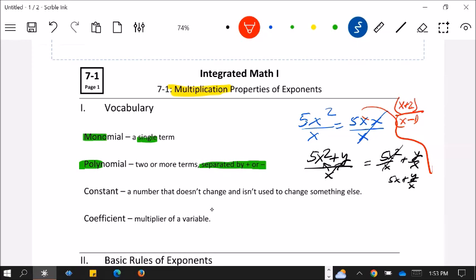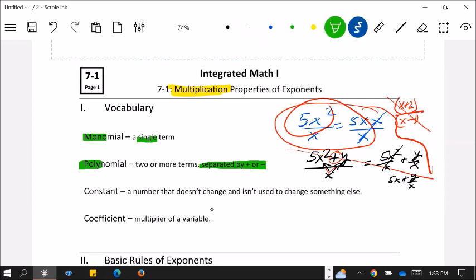Instead, what we'll do is focus on the fact that if there's a plus or minus, the variable would go with both of them. We're not doing any of these right now. We are sticking to this type of thing in this section, as you'll see. The constant is the one that doesn't change. It's not used to do anything else with. Coefficient is simply what goes in front of the variable.